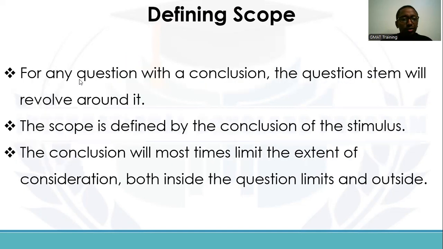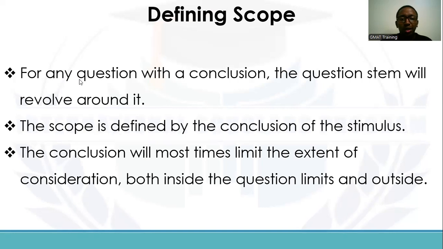So we're trying to define scope. For any question with a conclusion, the question stem will revolve around it. We're talking about many of the question types: strengthening the argument questions, weakening the argument, assumption questions, flow questions. Any question with a conclusion, the question stem will just revolve around the conclusion. So the scope that we're talking about is defined by the conclusion of the stimulus.